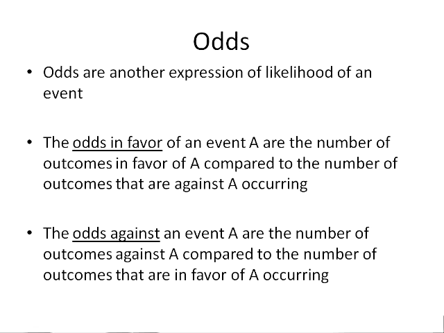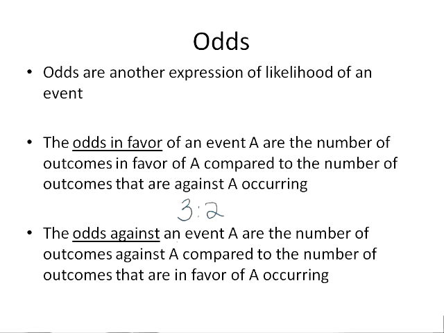Now we write odds notation differently than we do probability. Instead of writing it as a fraction, we're going to write it as a comparison. So for example, the odds in favor of event A, let's say they're 3 to 2. That means there are 3 outcomes that are in favor of A and 2 outcomes that are against A.